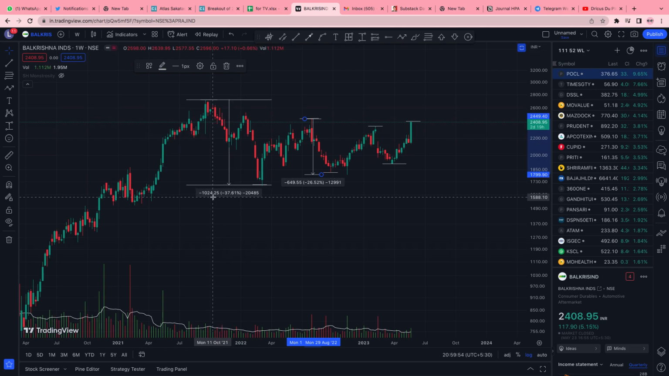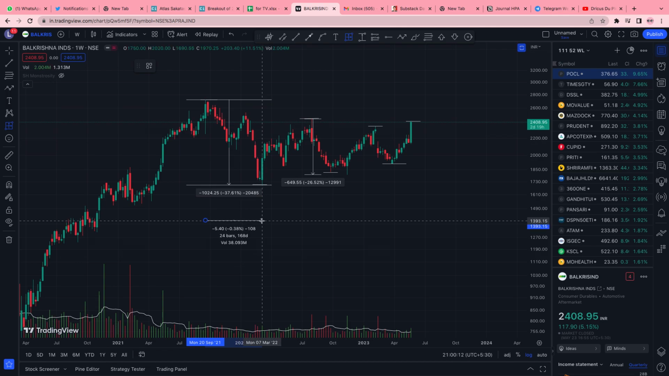Now remember, in contraction there are two things. One is the percent contraction and the other one is the time contraction. So if the contraction also is contracting in terms of time, it's better. What I mean by that is, if I see from the top to bottom of the first contraction, we took 168 days. So the next top to bottom should take less number of days.